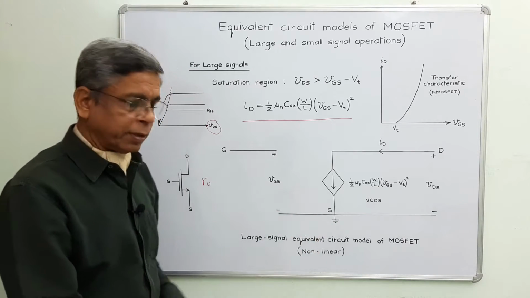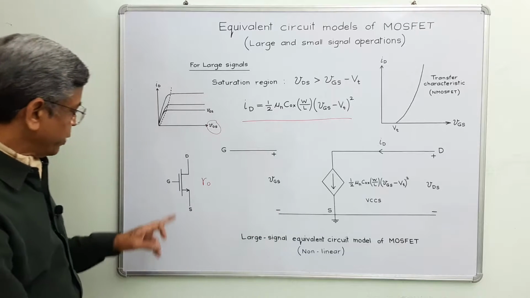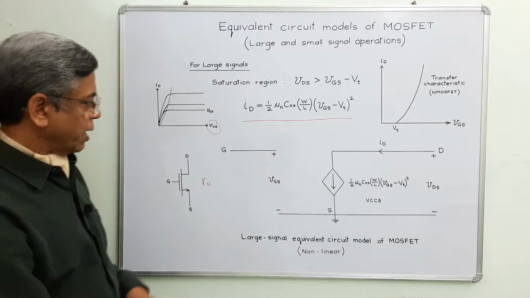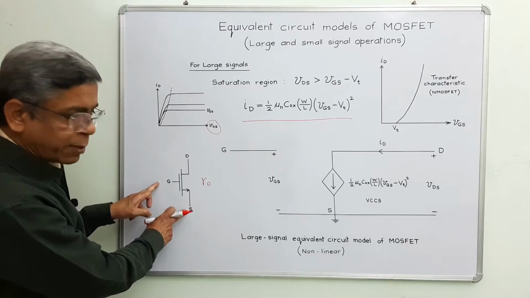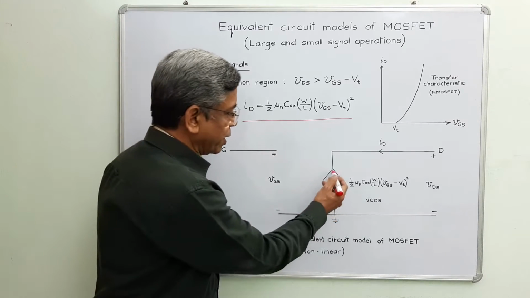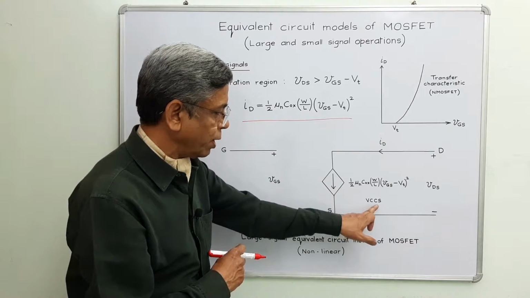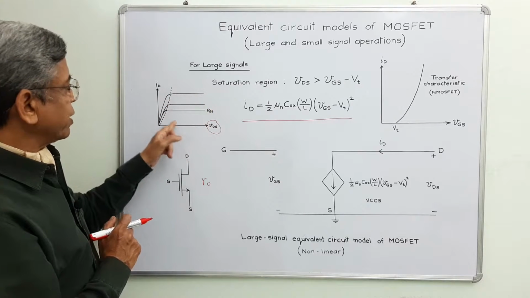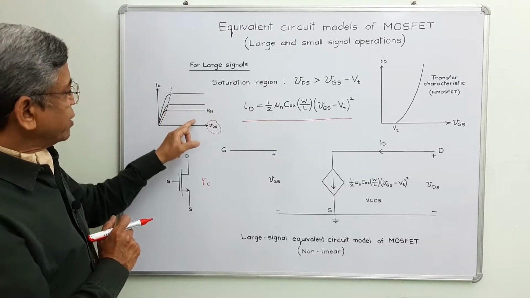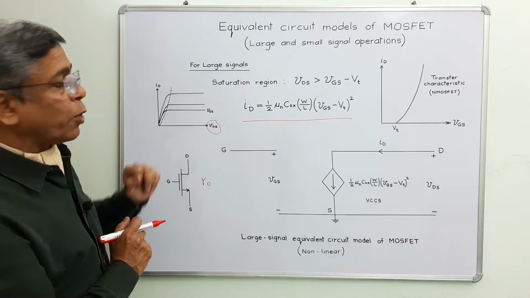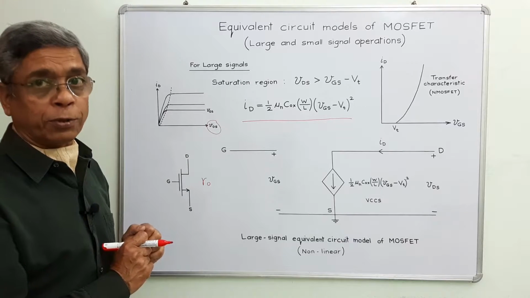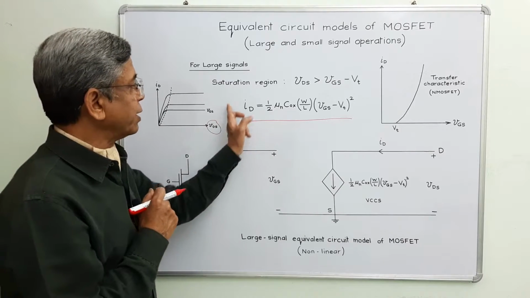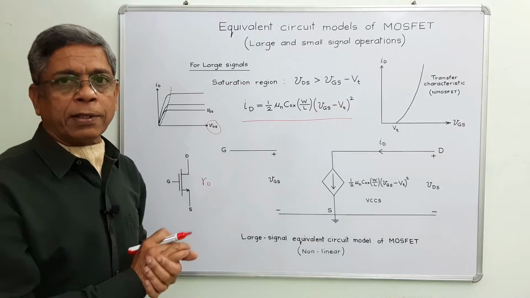Between gate and source, there is no resistance, because between gate and source there is a silicon dioxide layer, infinite resistance, and this is the input voltage. And this one is a voltage controlled current source. That means in this saturation region where all lines are parallel to VDS, this MOSFET is working as an ideal current source whose value entirely depends upon the input voltage. So this is used as a current source.